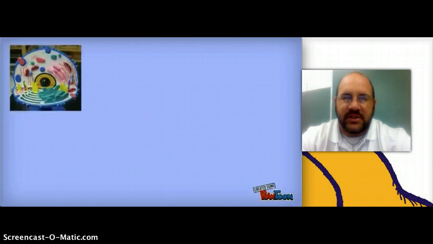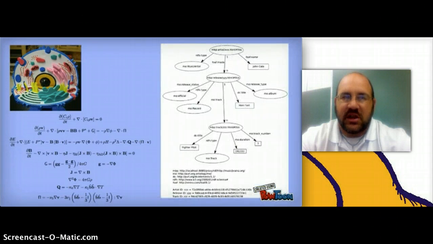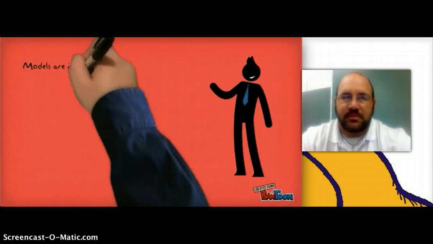First, there are physical models. These represent natural structures like cells and atoms. Then there are mathematical models. These are equations and graphs that represent facts and relationships. Last, there are conceptual models. These are flows of thought like Venn diagrams and flowcharts.